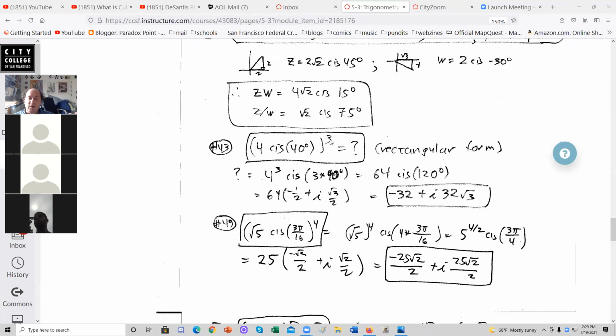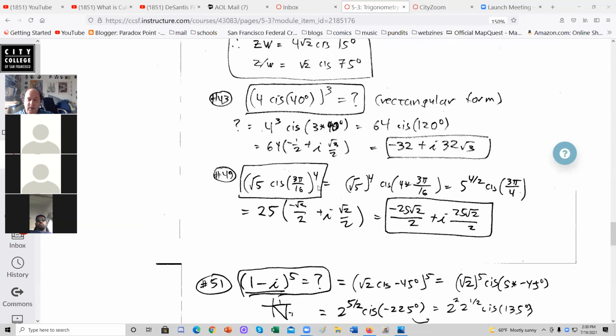Now, we have the third power of 4 cis 40 degrees, in rectangular form. Okay, first we take the third power of 4 and take the 40 degrees times 3. 4 to the third is 64. 3 times 40 is 120 degrees. And cosine of 120 degrees is minus 1/2. Sine is root 3 over 2. So it's 64 times minus 1/2 plus i root 3 over 2. Multiplying through by 64, you get negative 32 plus i 32 root 3.